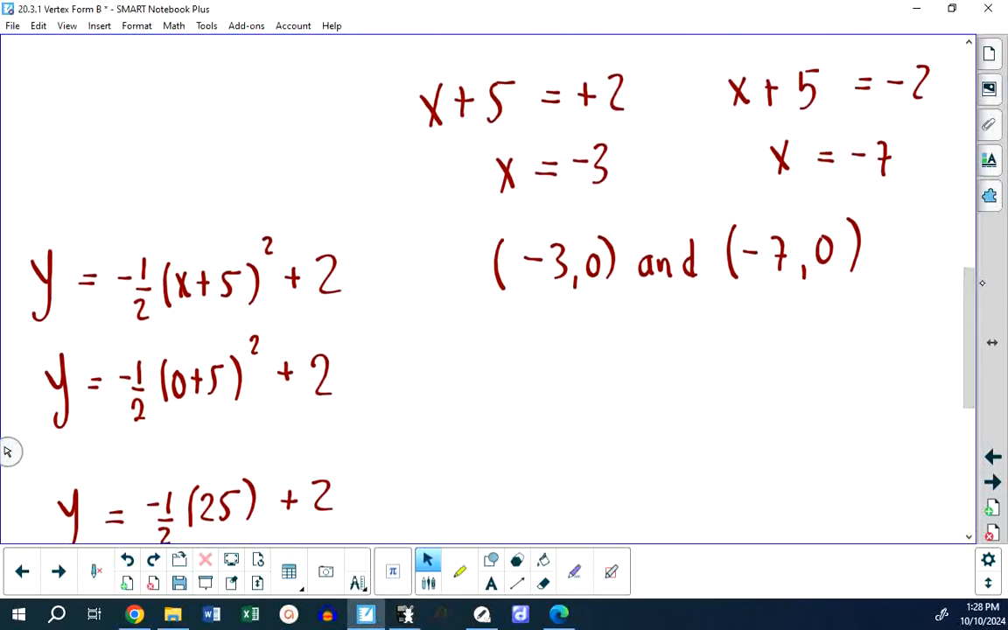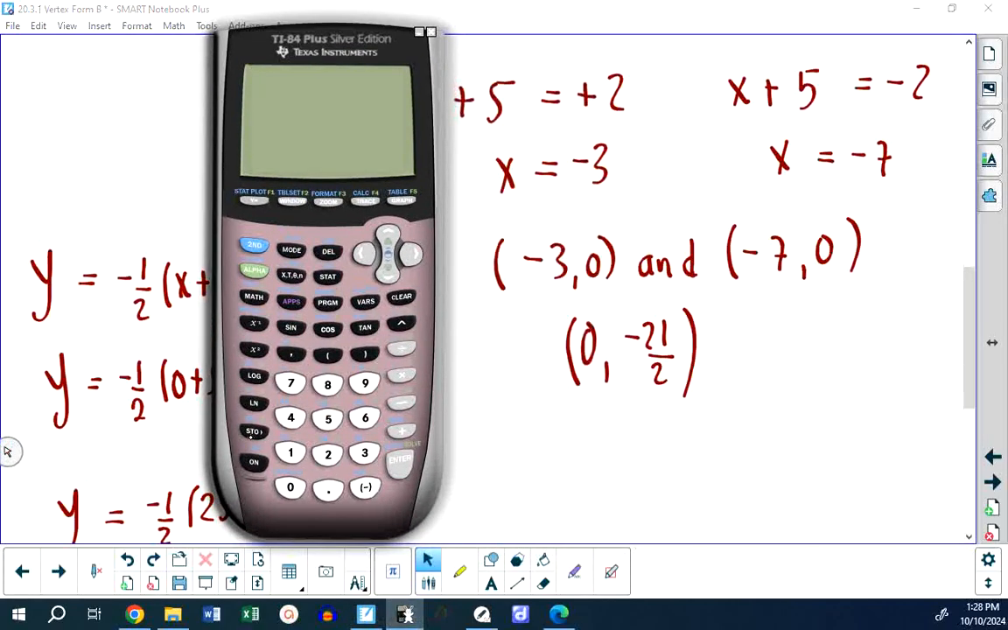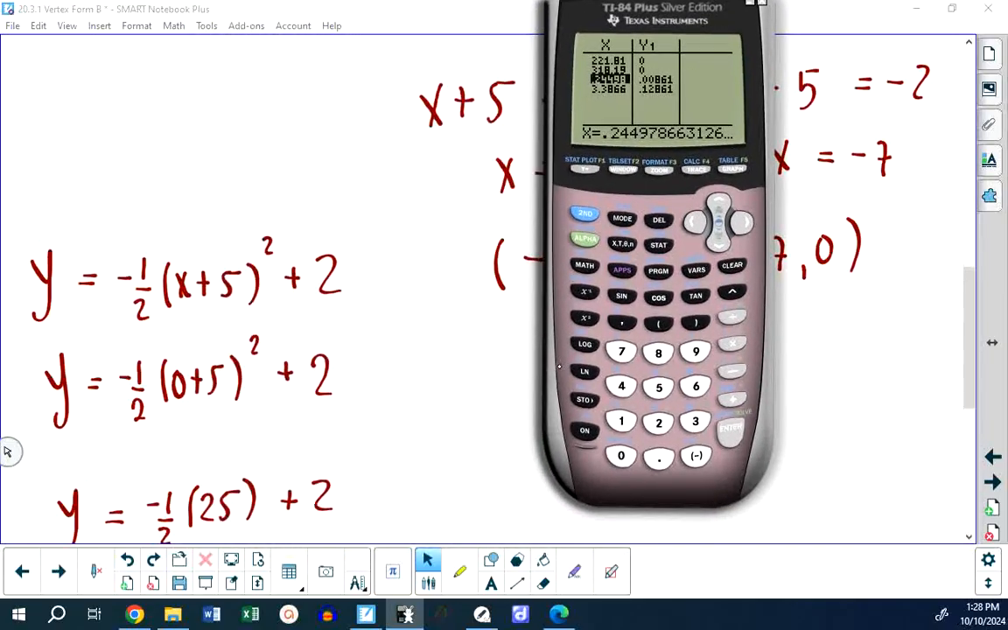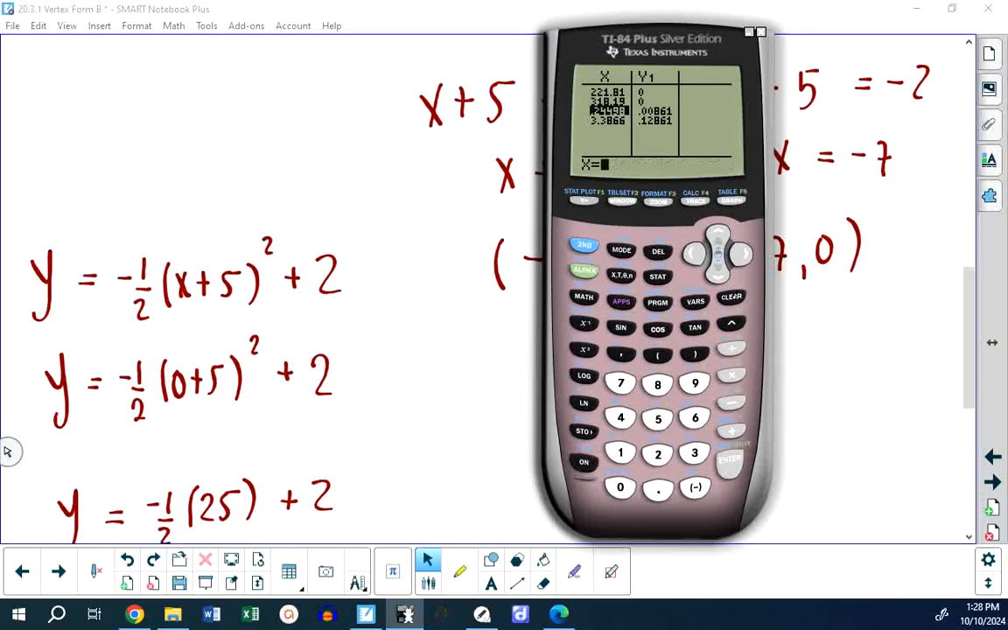Just for kicks, let's write this over here. The y-intercept is (0, -21 over 2), which is -10.5. Okay? So just for kicks, let's go to our graphing calculator and enter this function for y. It's -0.5 bracket x plus 5 bracket squared plus 2.